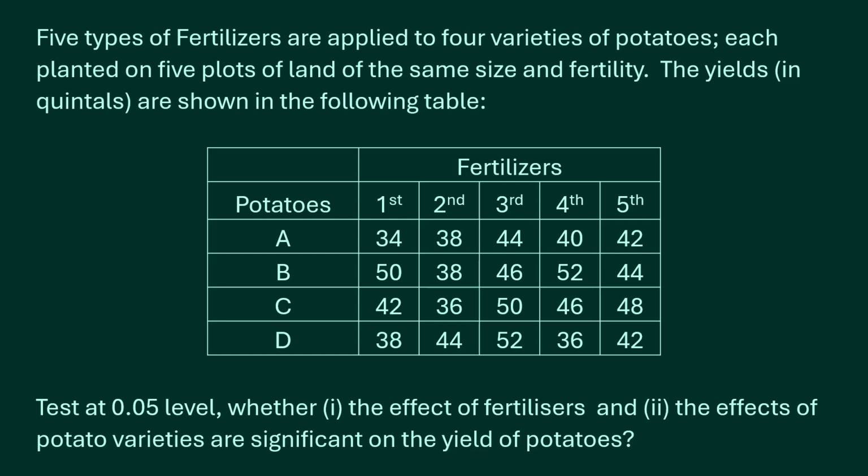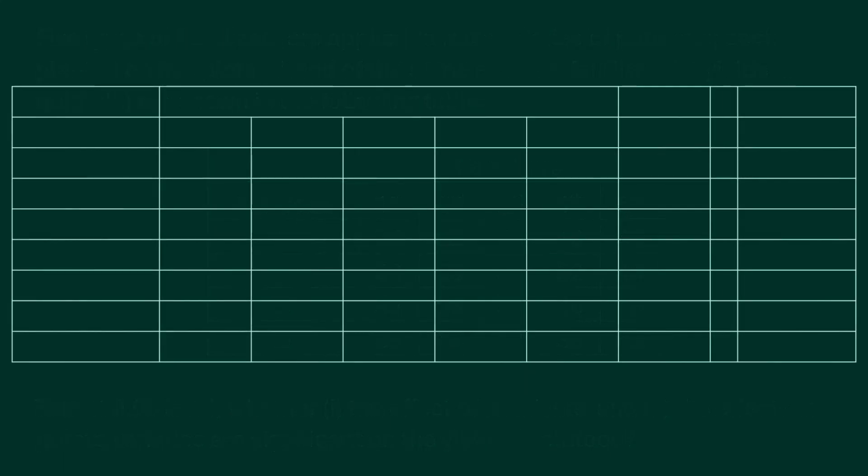Test at 0.05 level whether 1. The effect of fertilizers and 2. The effect of potato varieties are significant on the yield of potatoes. Let us start the calculations.